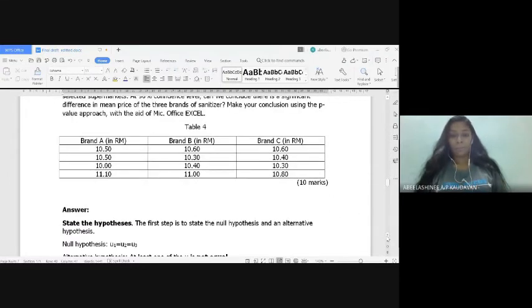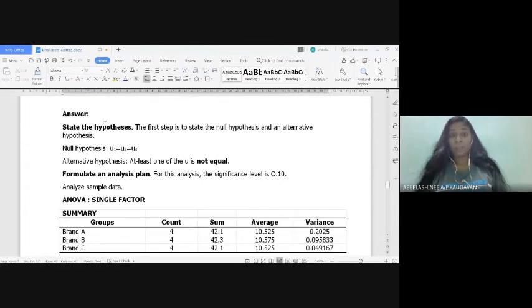First of all, we should state the hypothesis. The first step is to state the null hypothesis and an alternative hypothesis. The null hypothesis is mean 1 equals mean 2 equals mean 3. The alternative hypothesis is that at least one of the means is not equal. For the formula and analysis plan, the significance level is 0.1. From 100%, we deduct the 90% confidence level to get the significance level, so the significance level is 10%, which I have converted into decimals.